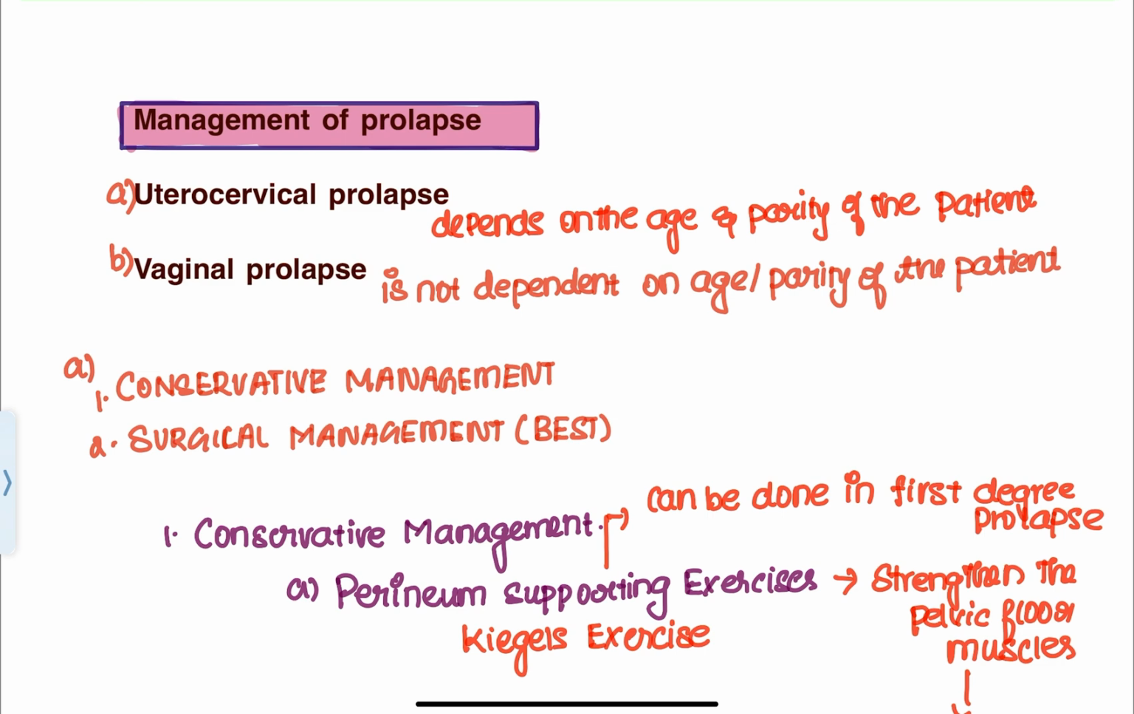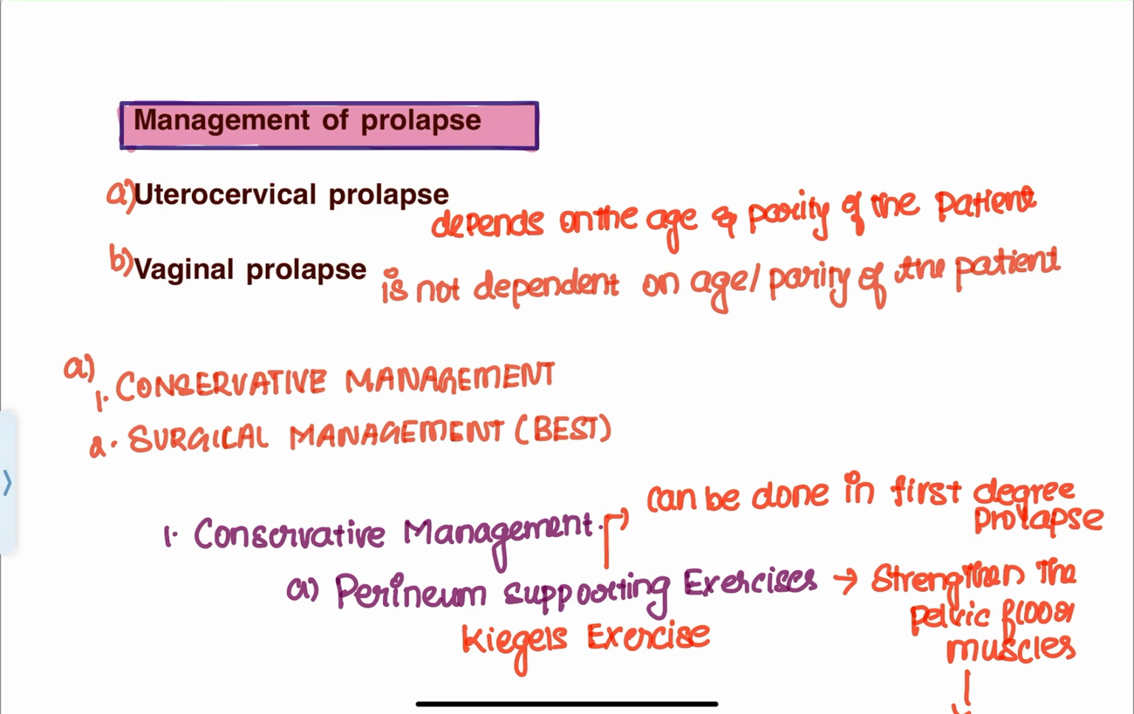So in uterocervical prolapse, age and parity of the patient have to be taken into consideration, whereas in vaginal prolapse, age and parity of the patient are not important. Age and parity need to be taken into consideration in uterocervical prolapse, and in vaginal prolapse, they need not be taken into consideration.